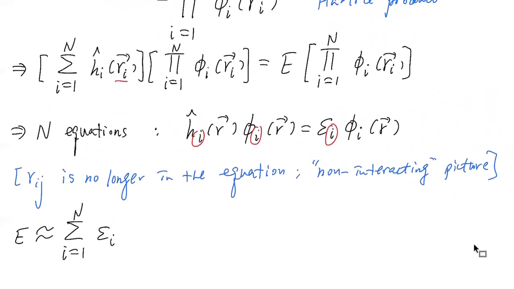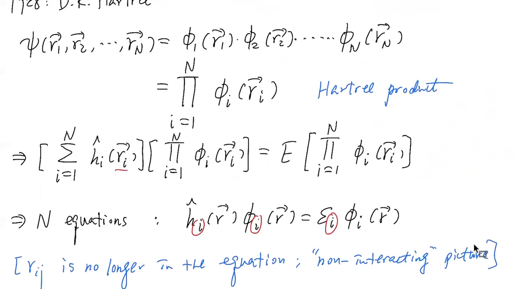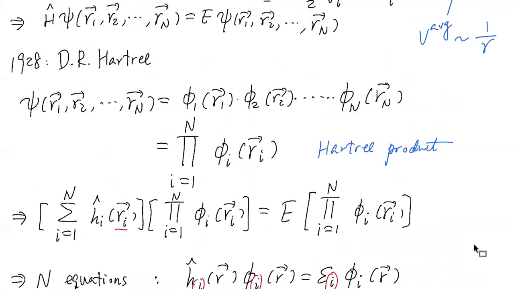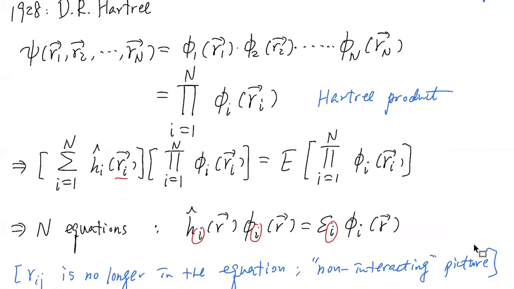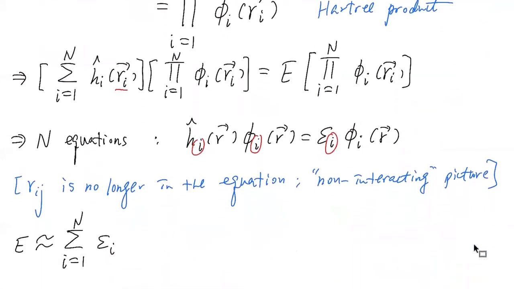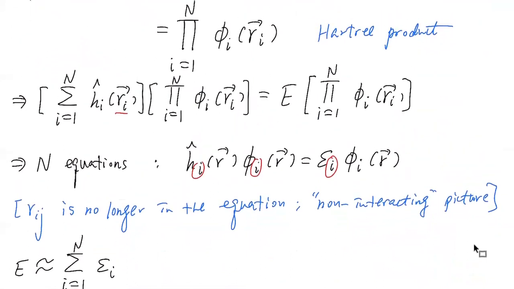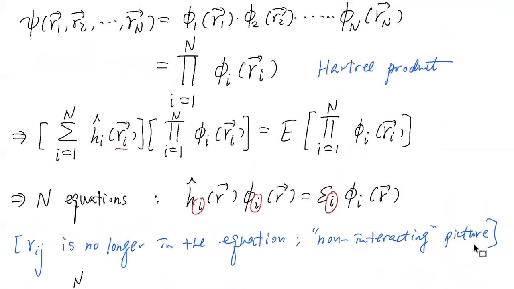Well, you wonder why I write an approximate sign. If you plug this Hartree product into the many-body wave function, the many-body Schrödinger equation, yes, indeed, you get capital E equal to the summation of small epsilon i. I write the approximate sign because this is not actually the entirely correct way to do it.